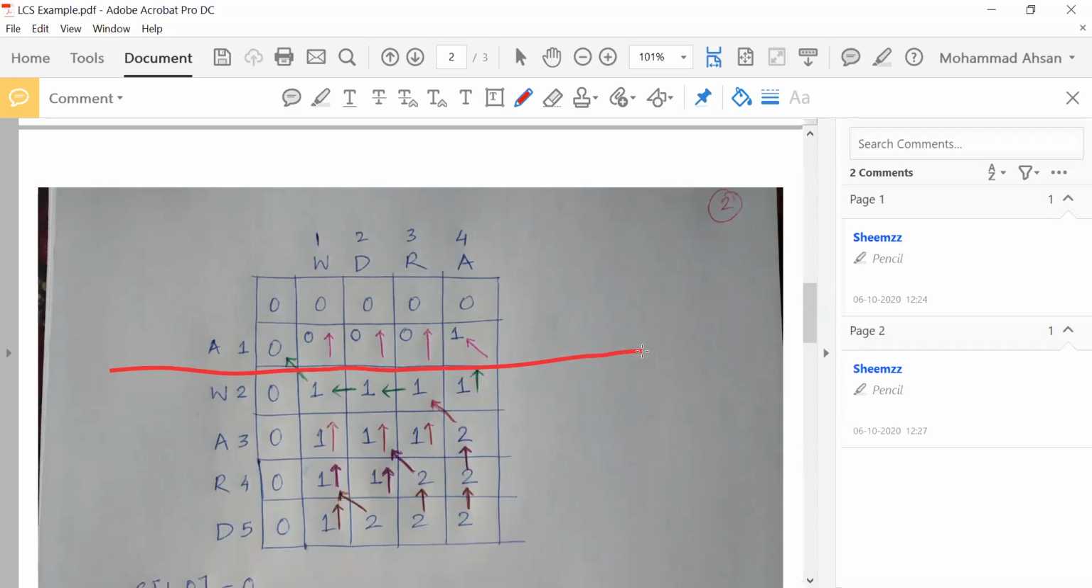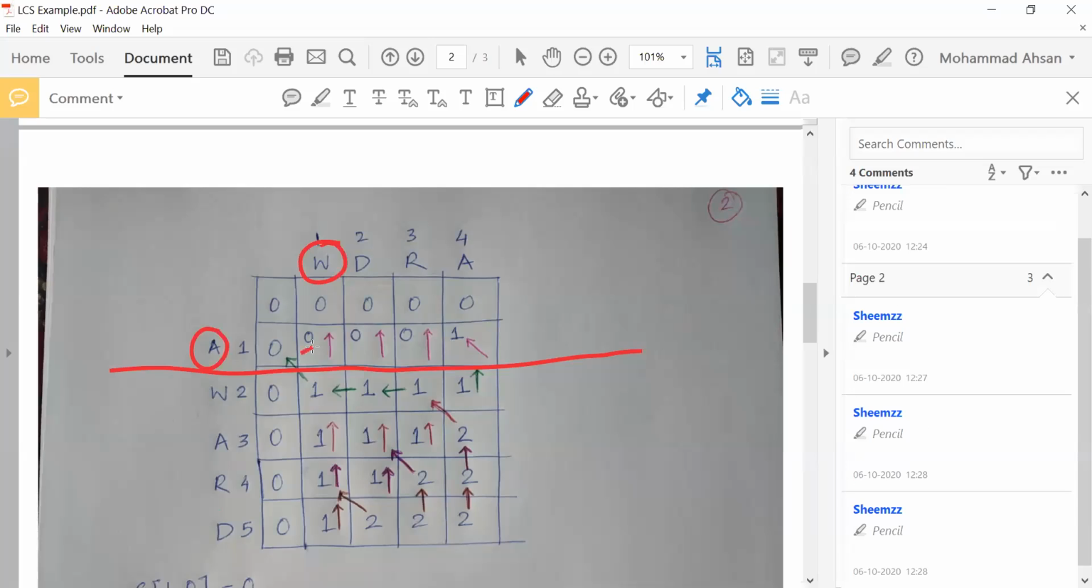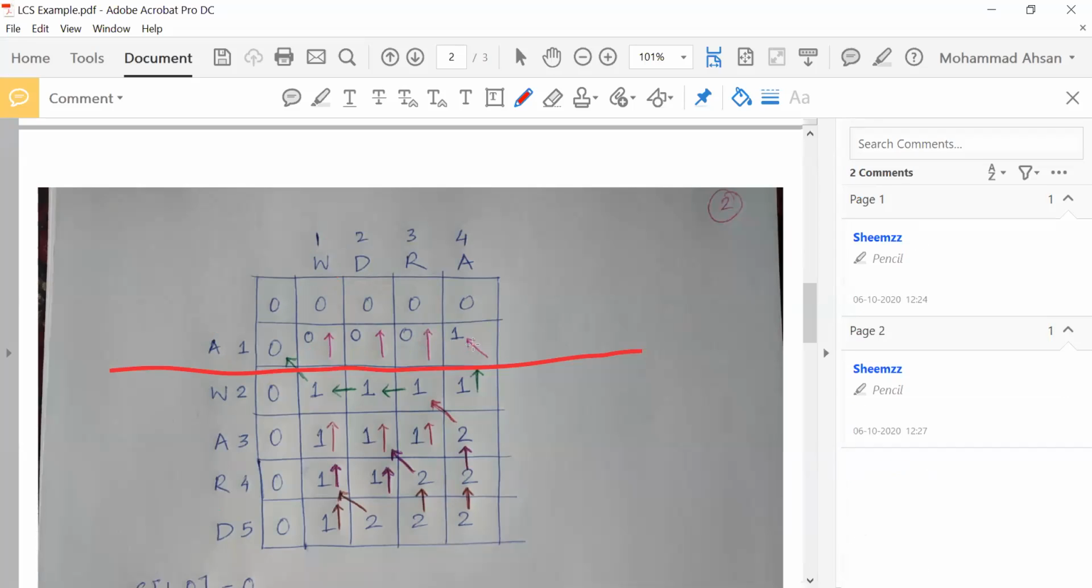Now when you are talking of C11, you just have the prefix of x, x1, which is 1, and you have the prefix of y, y1, which is 1. So you're basically comparing A with W. Obviously A and W do not match, so the answer is 0. A and D do not match, so the answer is 0. A and R do not match, the answer is 0. A and A matches, so the answer is 1. Very simple here, since this is only matching one element with one element.